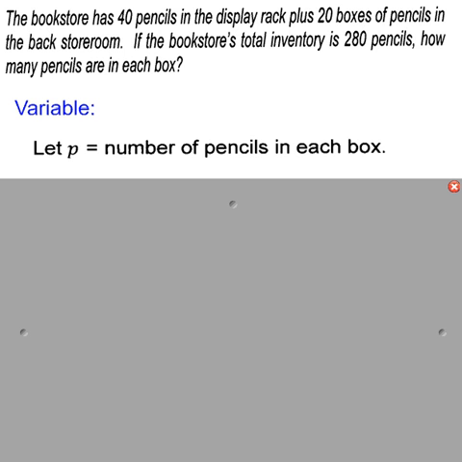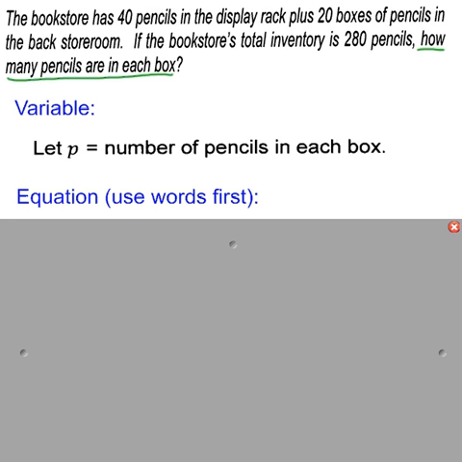And frequently we can get this by just looking at the question in the word problem. Because what we're trying to find is what we assign a variable to. That way we can write an equation, solve it, and then we'll know what the number is for the variable. So this one says how many pencils are in each box, so we start with let P equals number of pencils in each box.